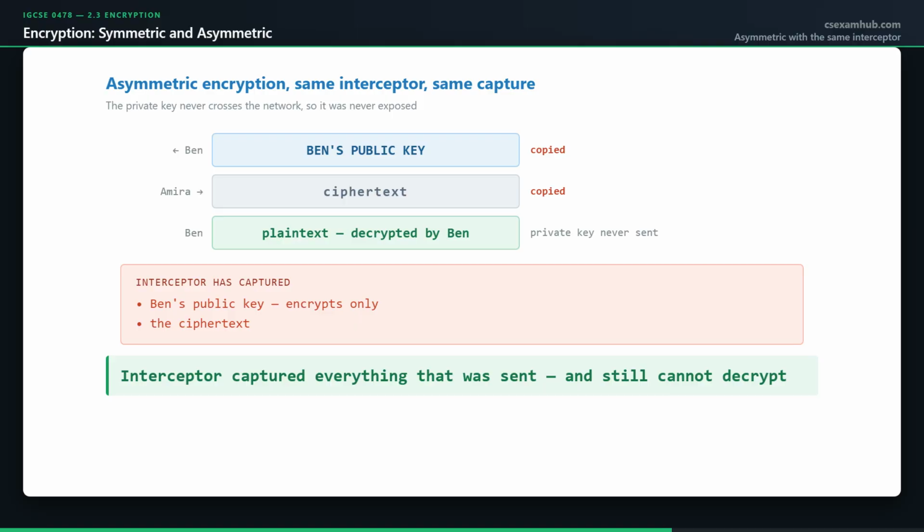That is the whole argument for asymmetric encryption. And if a question asks why an intercepted public key is not a security risk, this is the answer. It can only encrypt, and decryption requires a key that was never transmitted.